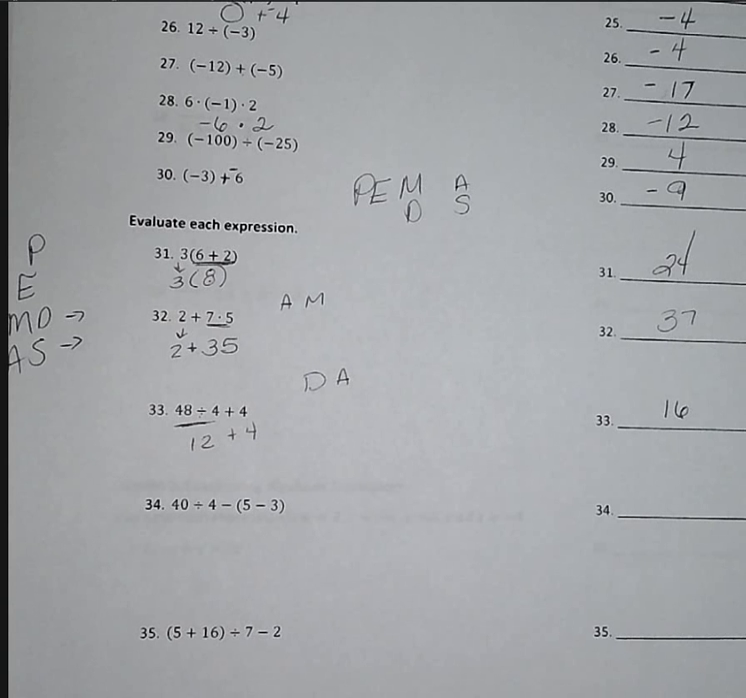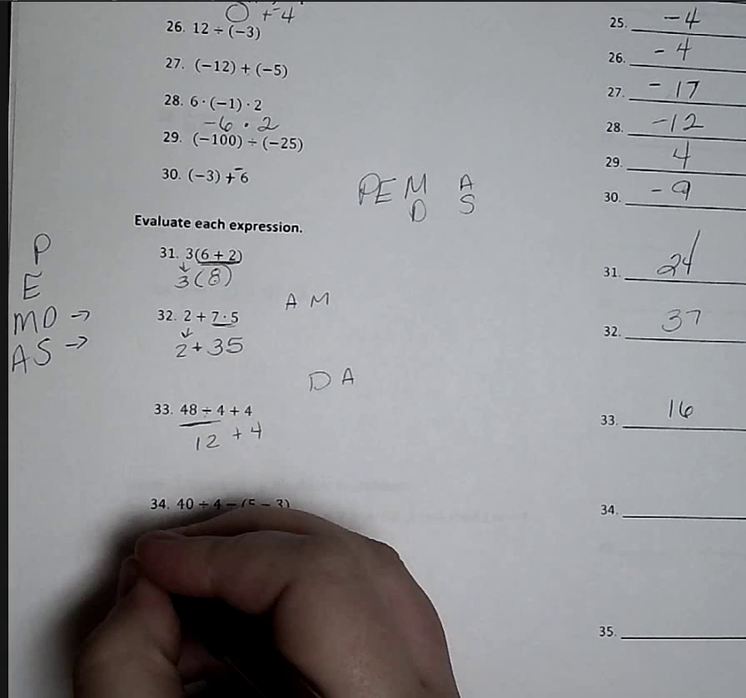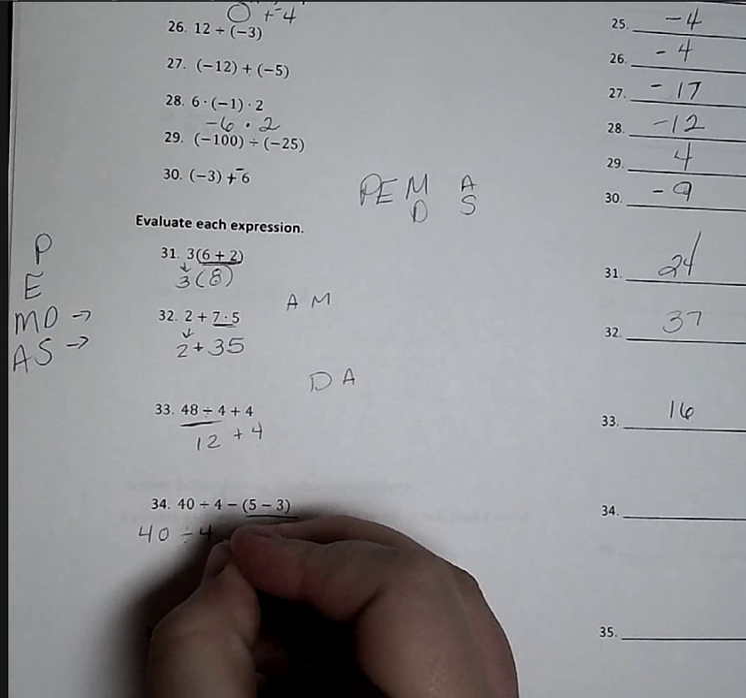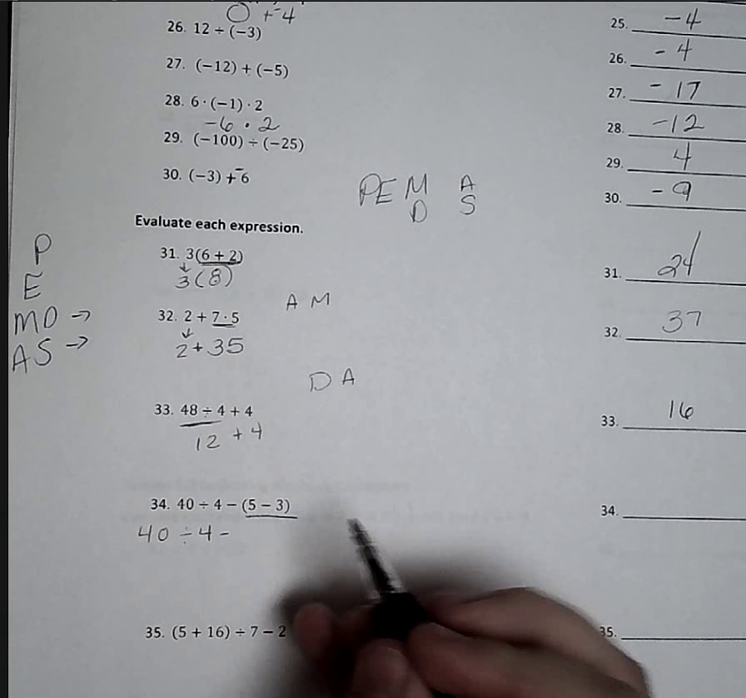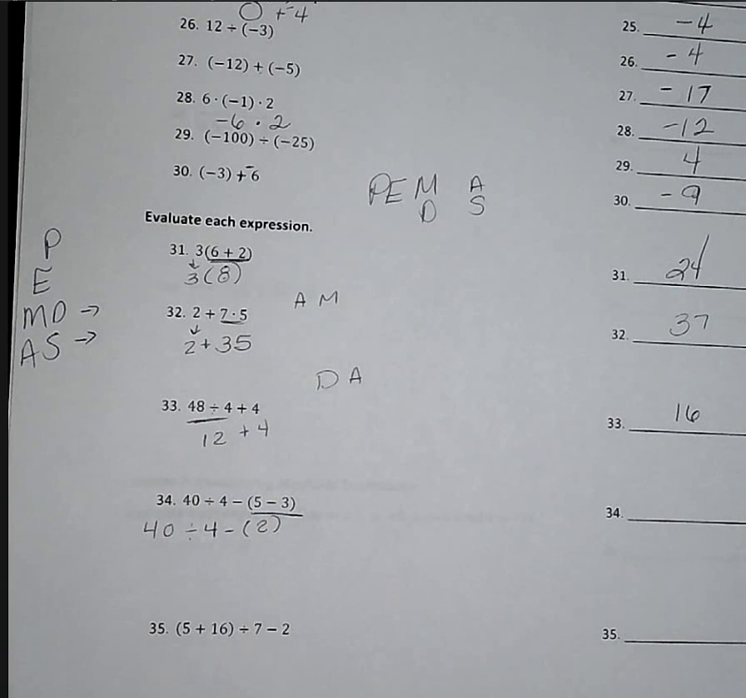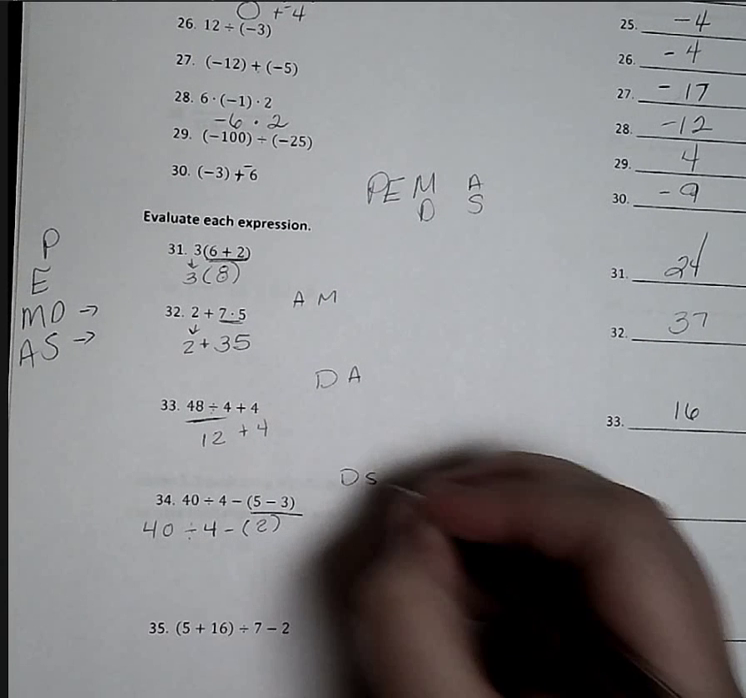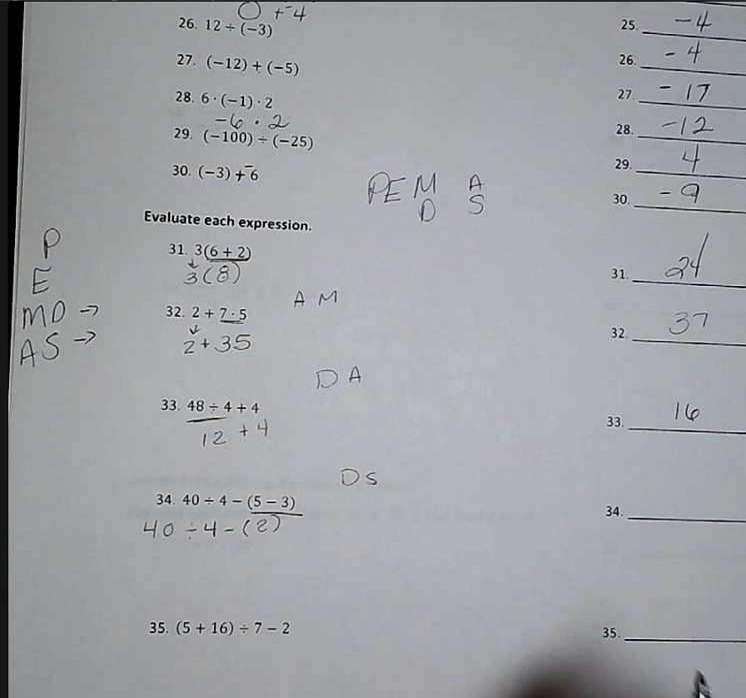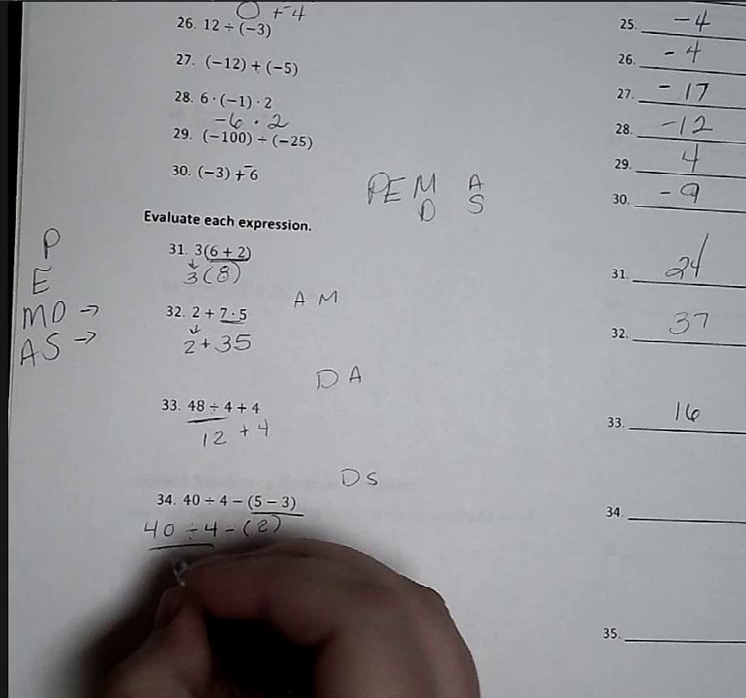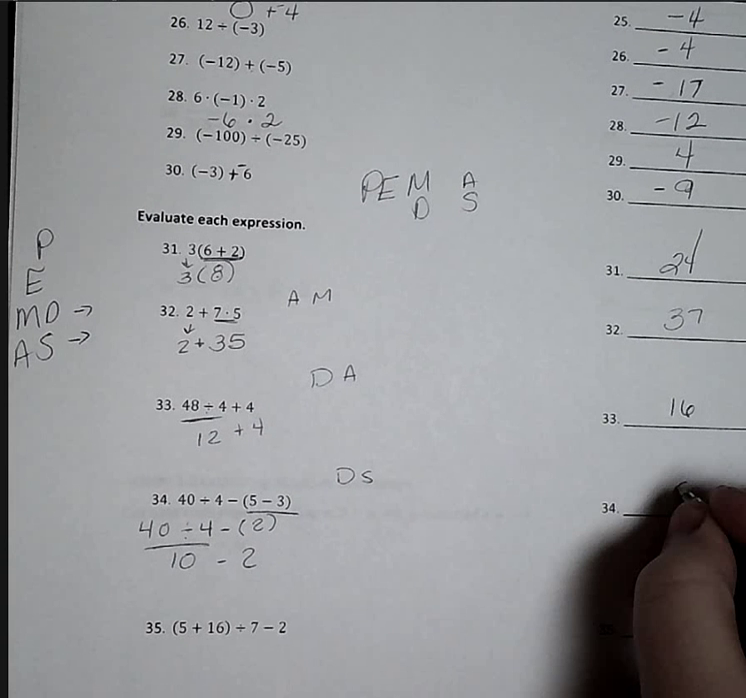Okay, 34 is fun. First thing we need to do is our parentheses. Let's get those out of the way, and that should help us see what we need to do next. So you bring everything else down. So 5 minus 3 is 2. Okay? So now it's division and subtraction. Division comes before subtraction, so we're going to divide 40 by 4, which gives us 10. Bring down your minus 2. 10 minus 2 is 8.